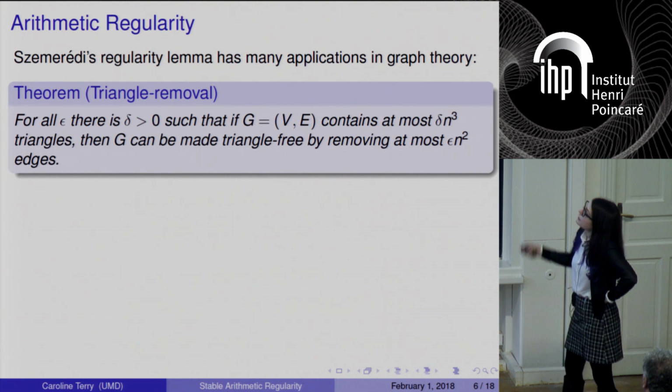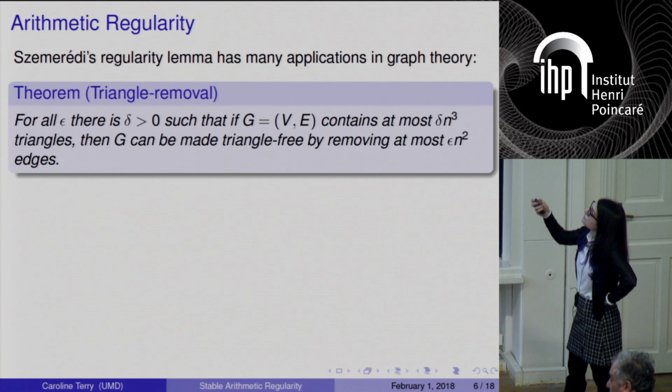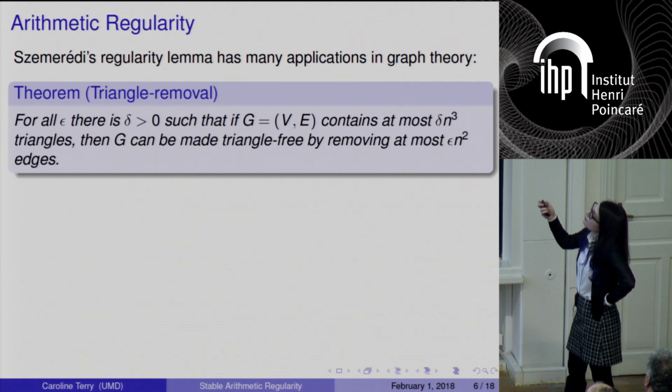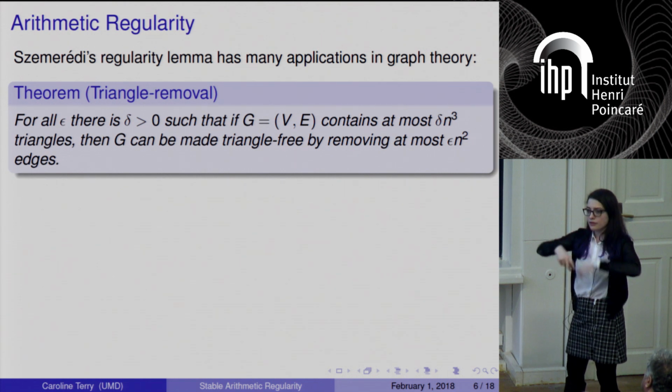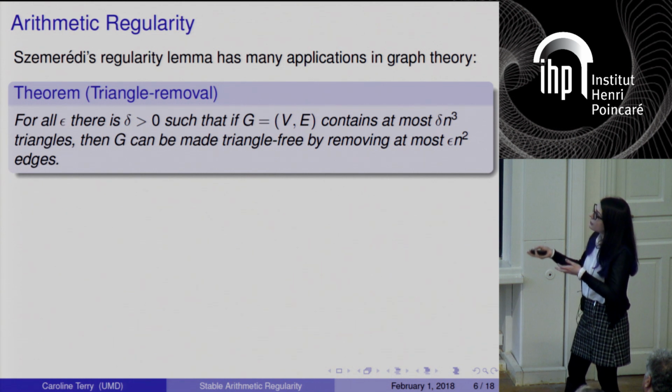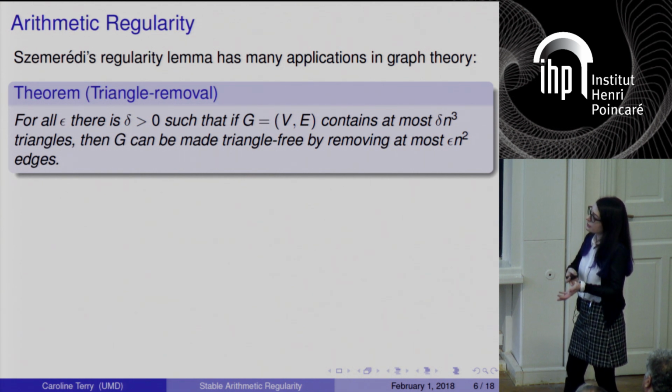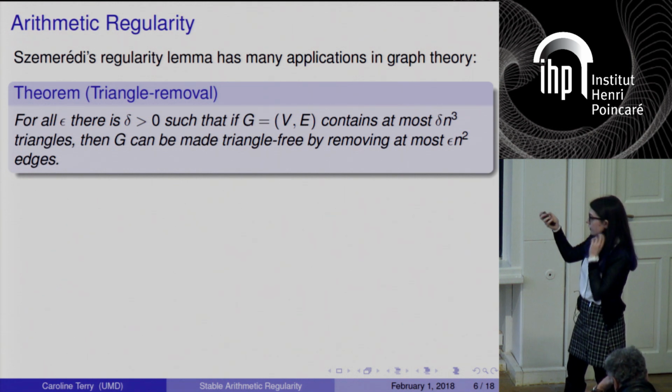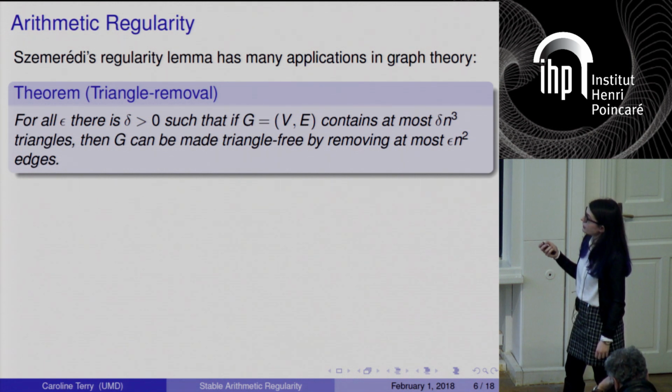Okay, so the idea here, n is the number of vertices. The total number of triangles is on the order of n cubed, and the total number of edges is on the order of n squared. So this is saying if I have a small number of triangles, then I can change a small number of edges and get rid of all the triangles. So if there's very few triangles, the graph actually looks a lot like a triangle-free graph. Okay. And so this can be proved using the regularity lemma.